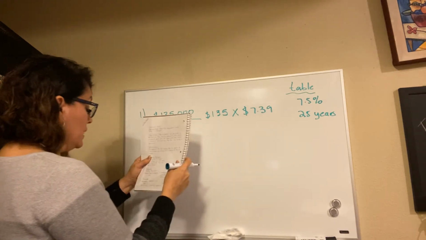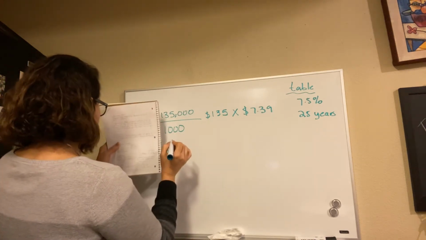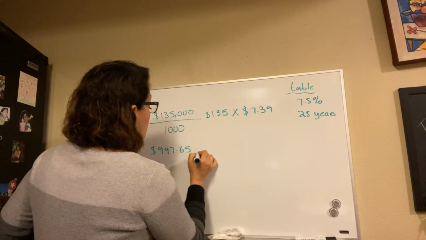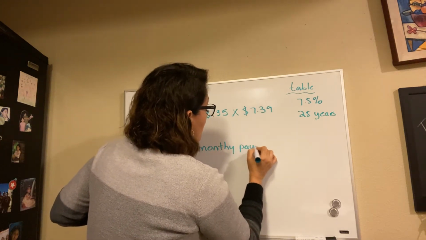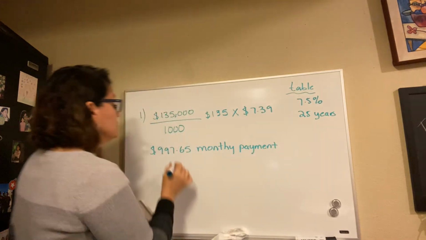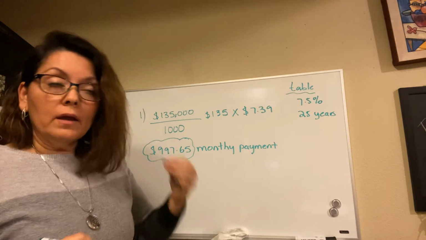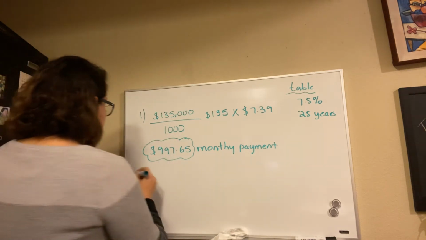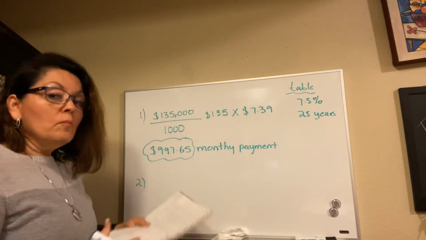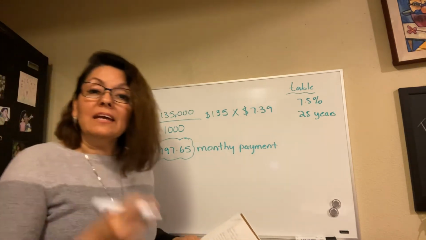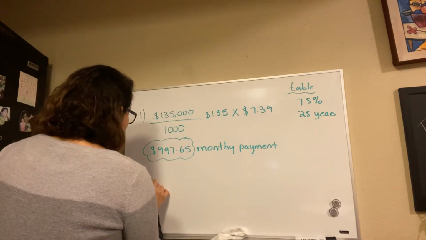When I multiply that, it gives me 997.65. That is going to be my monthly payment. That is the amount that I'm going to pay every month. So step number two tells me that I need to find how much I'm paying at the end of those 25 years.